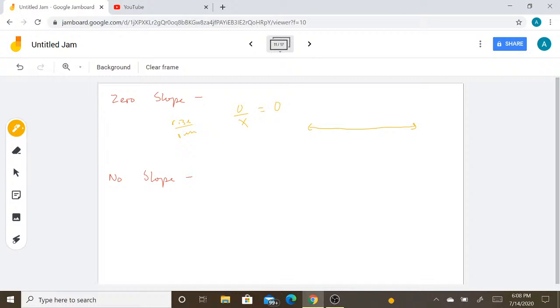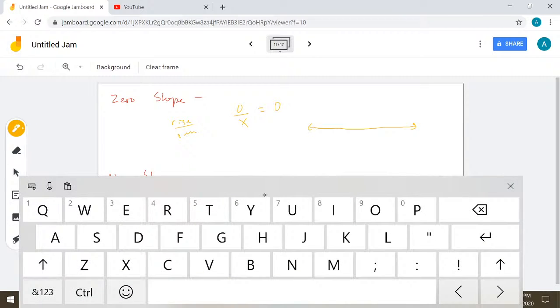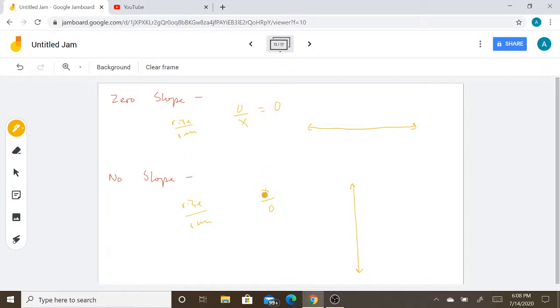And no slope at all comes with a vertical line. And this is because if you look at the equation again, rise over run, here there is no horizontal change, so the denominator would be 0, and 0 cannot be in the denominator. It's not possible to divide anything by 0, so vertical lines have no slope.